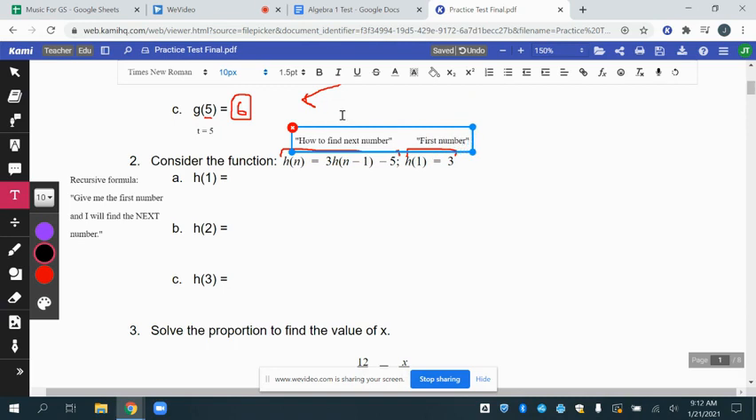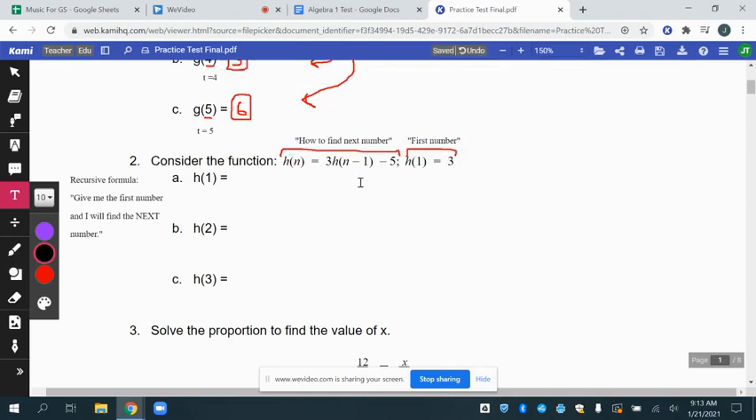Okay, that's what's going on in here. There are two parts to the formula. It tells me how to find the next number first, and it tells me where to start. So it says the first number is 3. So guess what? H of 1 is 3. It says it over here. So h of 1 is 3. That's all there is to it.